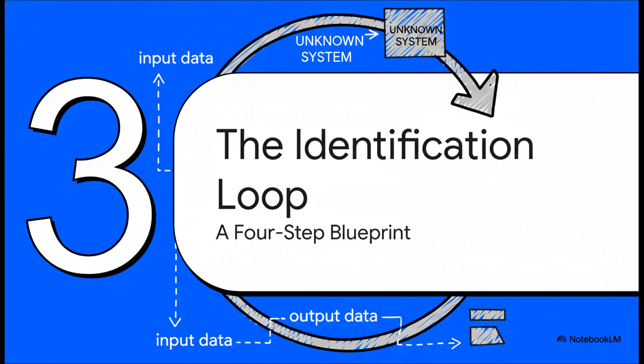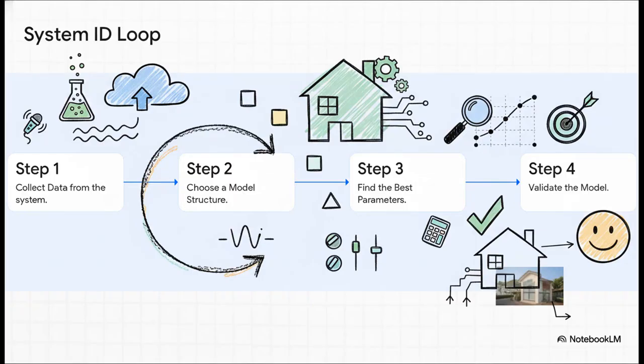Okay, so how do we actually do this? It's not magic. There's a clear blueprint, a recipe that we can follow. Let's walk through it. And here it is. This loop is the engine of the whole process. First, you collect your data. Then you choose a basic structure for your model. After that, you find the best numbers to plug into that structure. And finally, and this is so important, you validate it. You test it to see if it actually works.